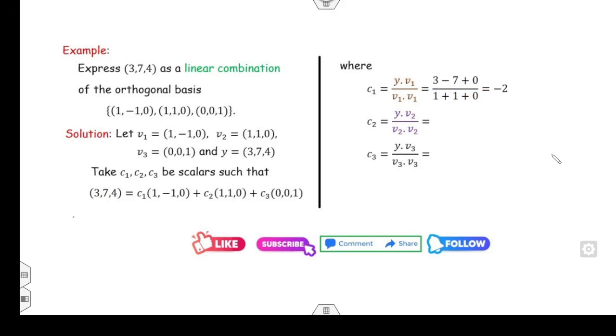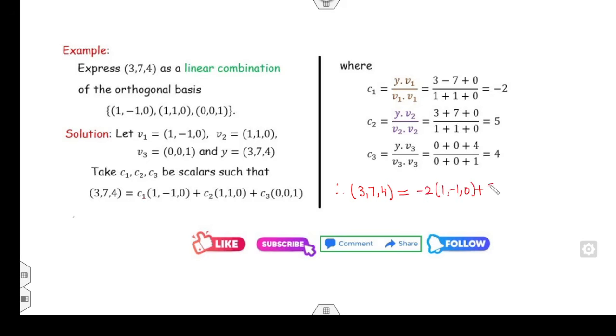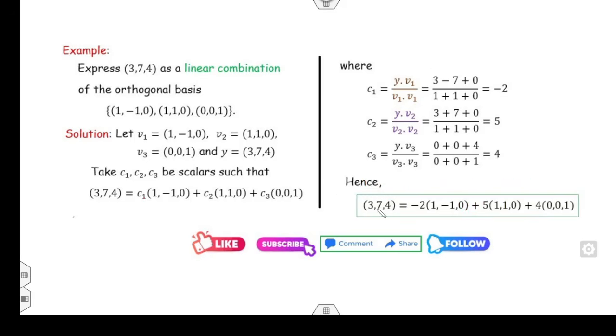Therefore, you can write the linear combination: (3, 7, 4) is c1 times v1 plus c2 times v2 plus c3 times v3, where c1 is minus 2, c2 is 5, and c3 is 4. So we can express (3, 7, 4) as a linear combination of these elements.